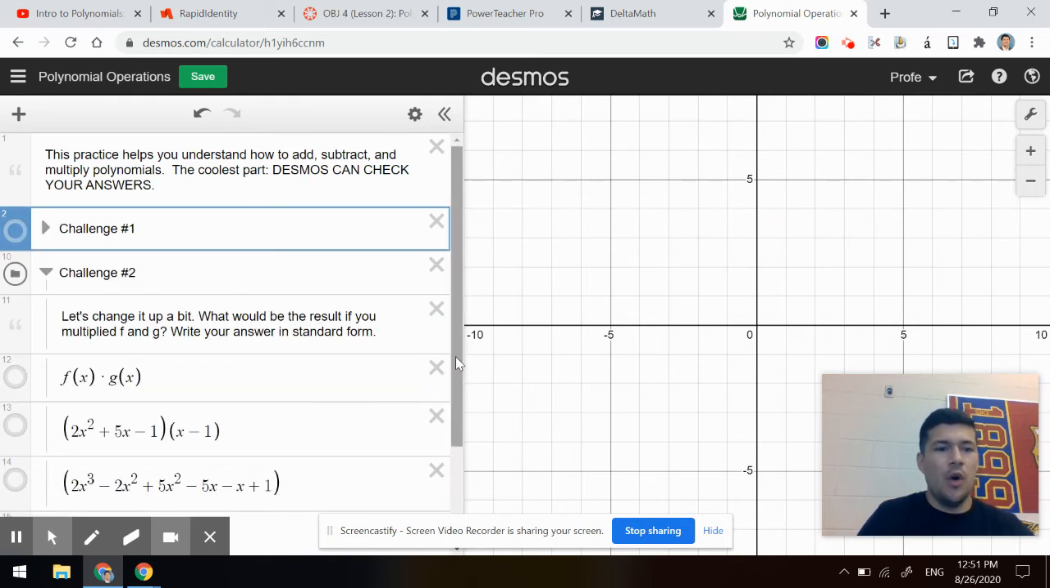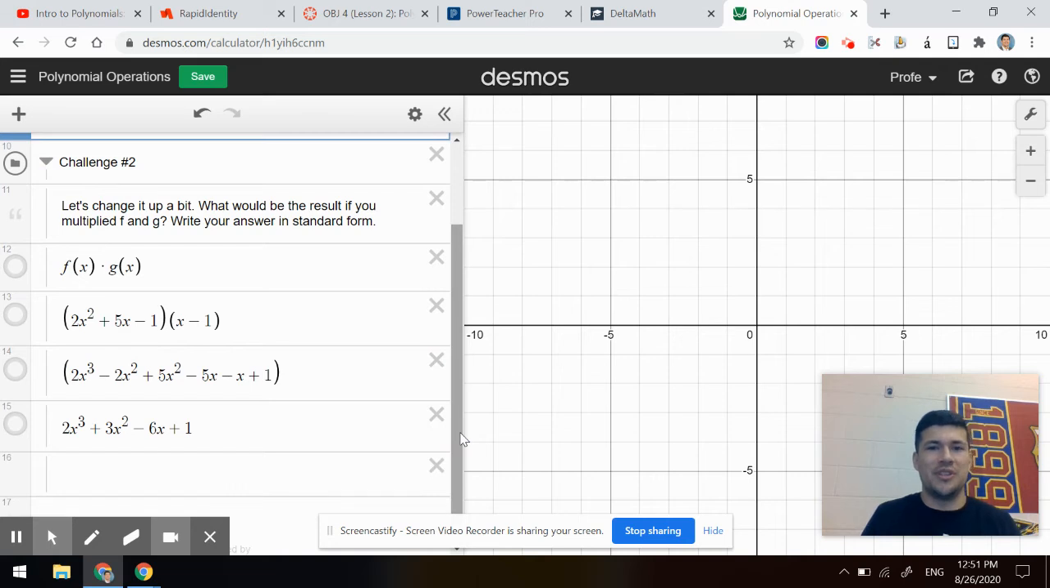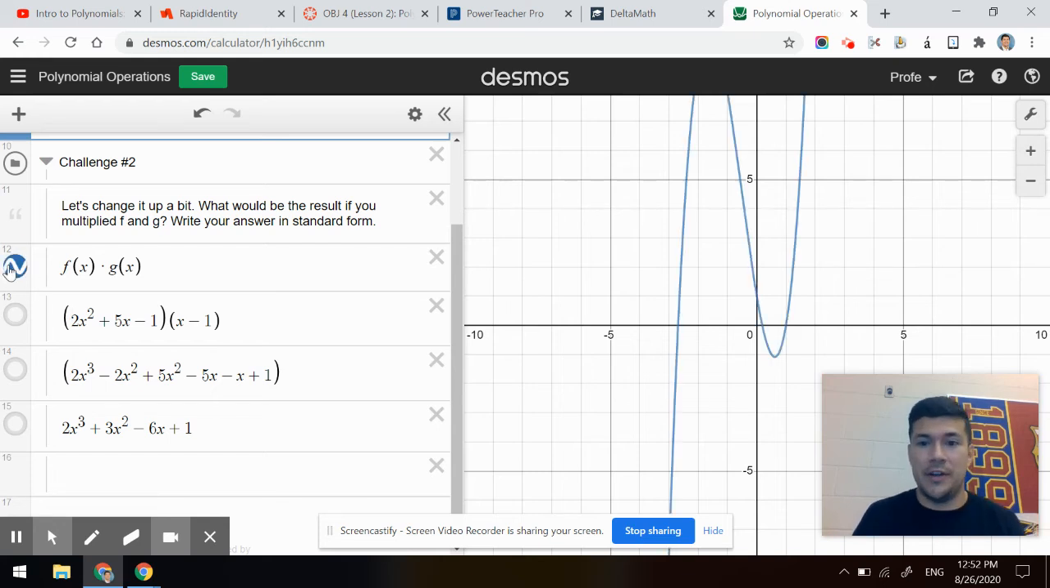And here's the second challenge. What if I did something, it looks a little more simple, but it's actually a little more complex. What if I take f of x and I multiply it by g of x? Well, apparently, if I multiply them, boom, all of a sudden I've got this cubic function. Makes sense. A quadratic times a linear could be a cubic. I write down my work. That means I wrote it down correctly.